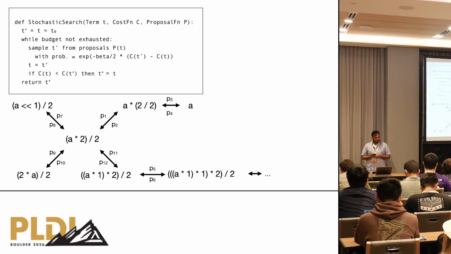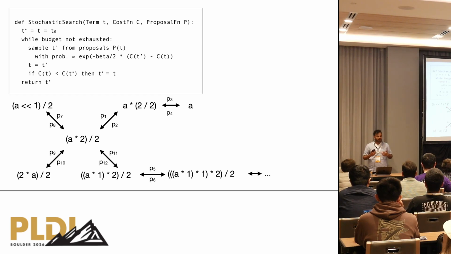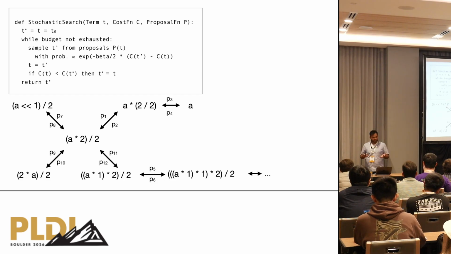Furthermore, egg's interface is very general, and the same interface can be implemented by stochastic search. E-class analyses, for example, can be implemented for stochastic search just by porting the analyses to work on concrete terms instead of E-classes. So what we do in this project is we write an implementation of stochastic search that follows the same interface as egg. And then we do an extensive comparison over a number of benchmarks to see which one wins.